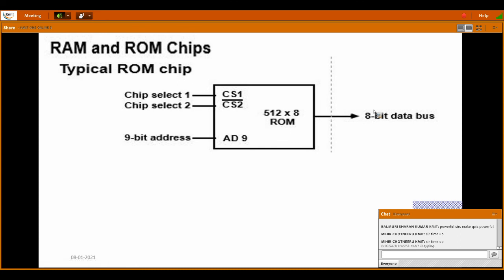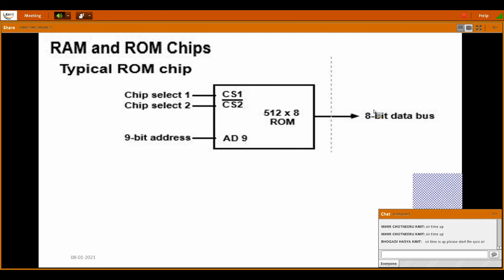Why do we use read-only memory? The major difference between RAM and ROM: RAM is a volatile memory. When we switch off the computer, the entire content will be lost. Understood? Volatile memory. ROM is permanent memory. That means it stores the content of the computer permanently.